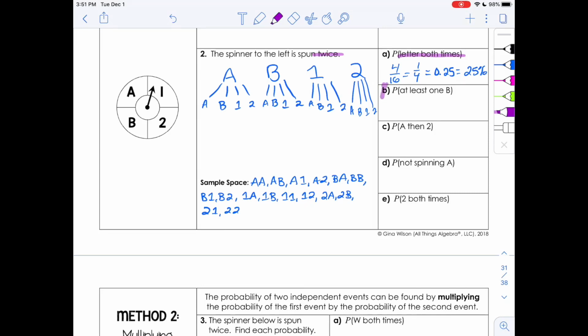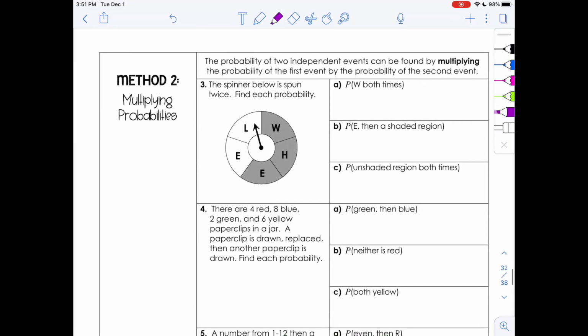Go ahead and highlight B, C, D, and E. And let's take a look at our second method. Our second method is going to be multiplying the probabilities. The probability of 2 independent events can be found by multiplying the probability of the first event by the probability of the second event. So your 2 events have to be independent of each other. That means one doesn't depend on the other.